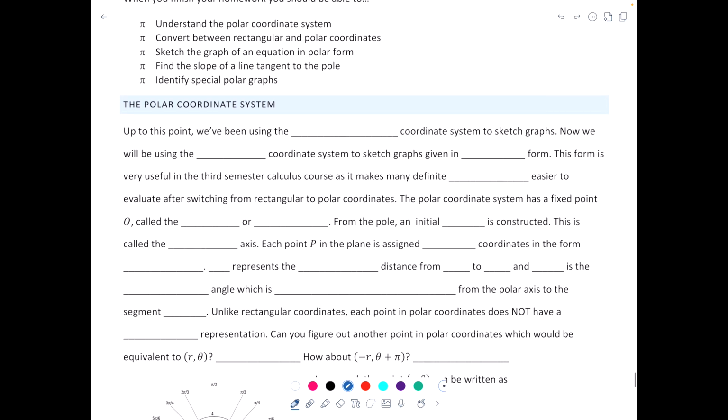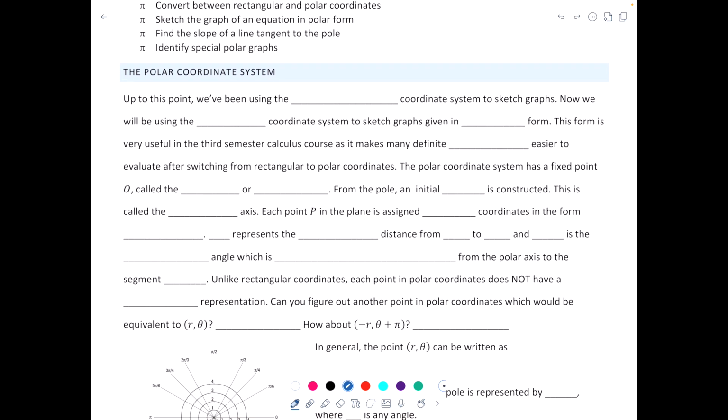So the polar coordinate system. Up to this point, we've been using the rectangular coordinate system to sketch graphs. Now we'll be using the polar coordinate system to sketch graphs given in polar form. This form is very useful in third semester calculus as it makes many definite integrals easier to evaluate after switching from rectangular to polar coordinates.